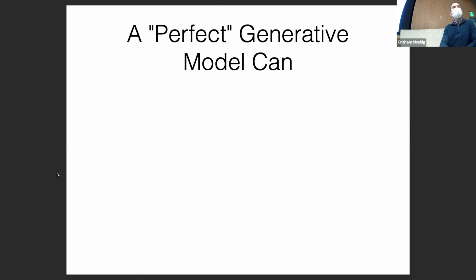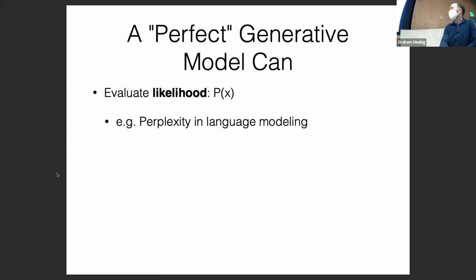So there's a number of things that we would like a generative model to be able to do. One thing is to evaluate likelihood and also be very good at maximizing the likelihood of the training data that we have, or the development data. One example of this would be measured by perplexity in language modeling. So we're very familiar with this at this point.